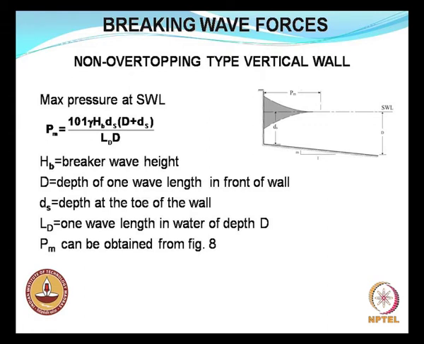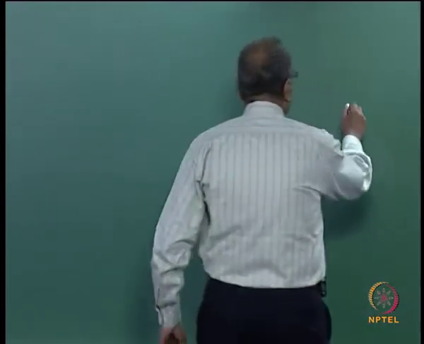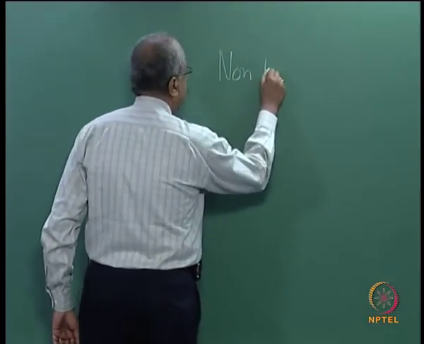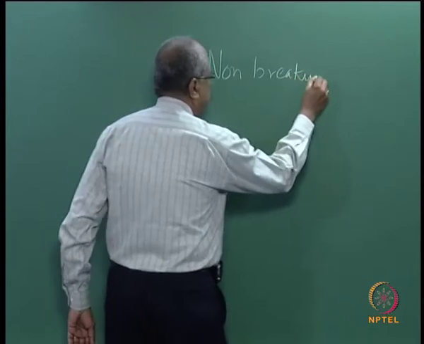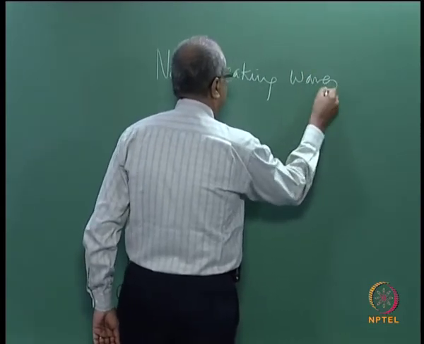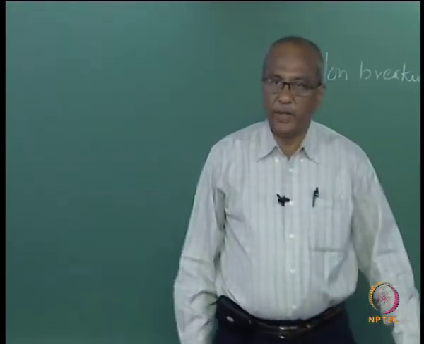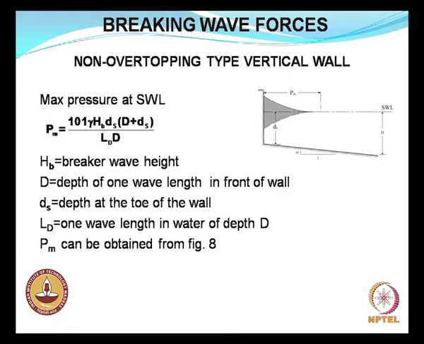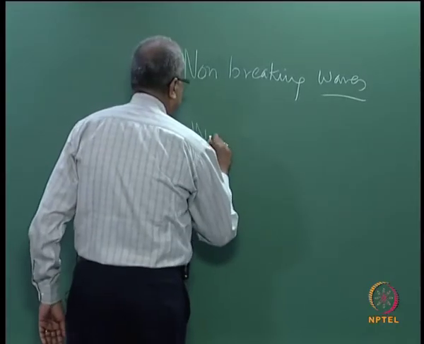I am sure that all of you have understood how to deal with the forces due to non-breaking waves on a vertical wall. What we have done is we looked at only the non-breaking waves under this condition. What did we see? We saw the non-overtopping condition.